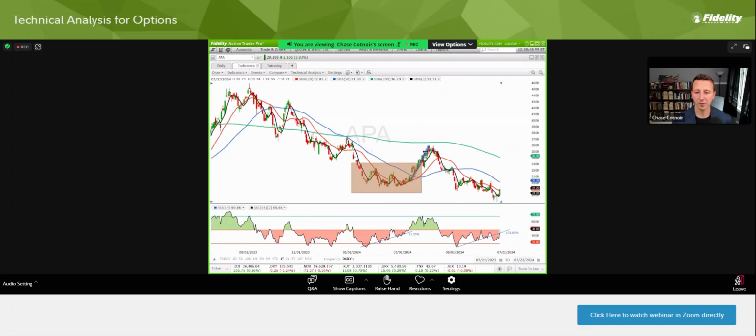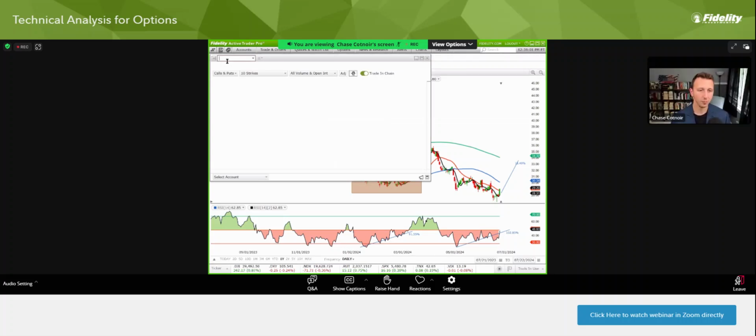So what am I expecting from a technical analysis? Again, keep it kind of simple. Maybe something like this, right? Another rally. If that's the case, then we hop into the option chain as an options trader and say, well, what would make sense at that point, right? We could take a look. We'll put in APA.